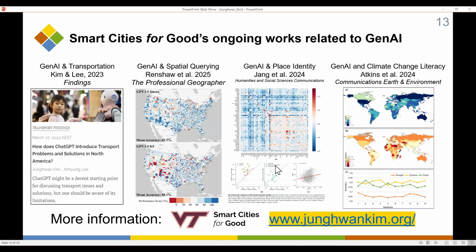In the interest of time, I could not share any other details about my current work related to geographic perspectives of AI. So if you are interested, you can just visit my website to learn more about my other works related to generative AI and the geography perspective.